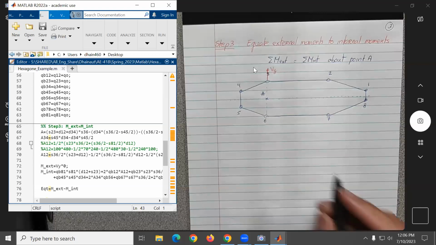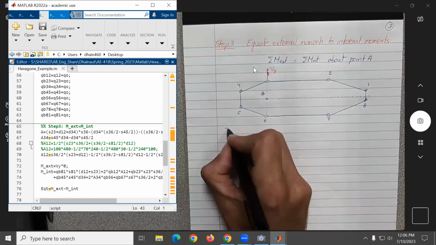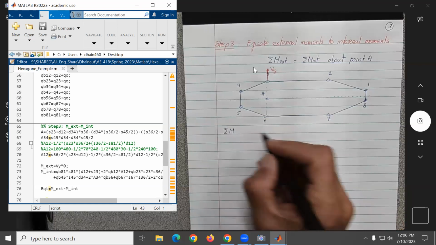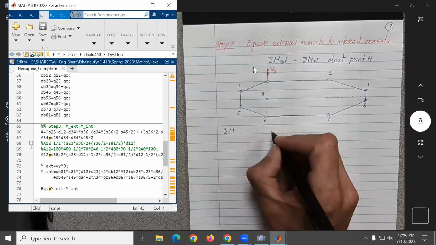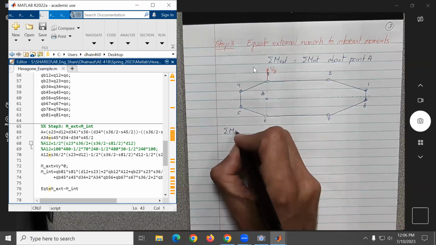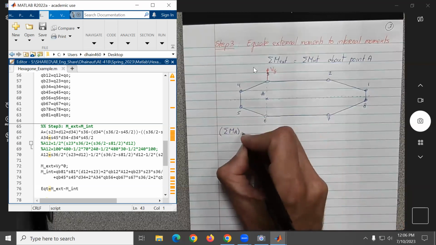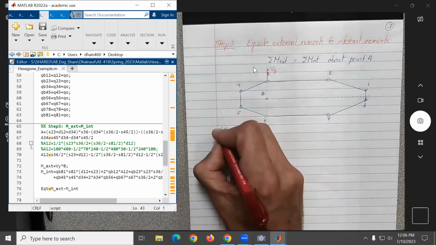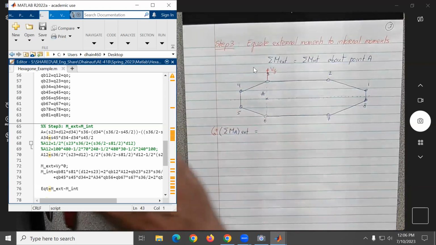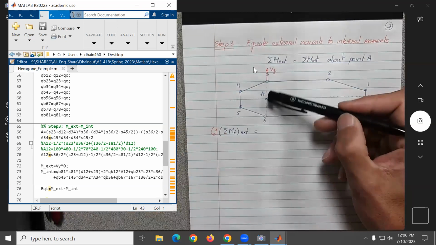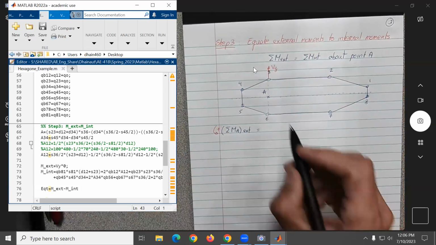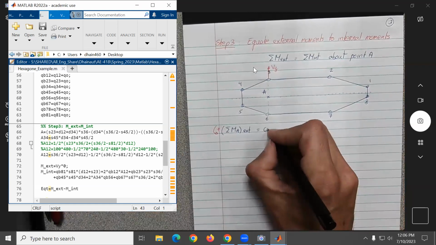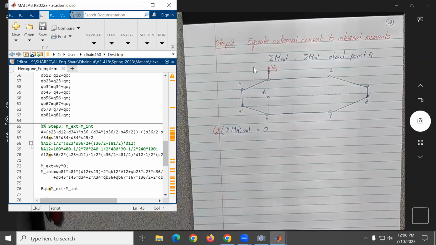Okay, so if we do over here, summation of moments about point A, external, what would be that moment? What is the moment created by Vy about point A? 0. 0. That's probably why we did it over there, no?